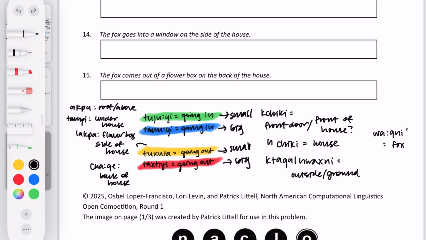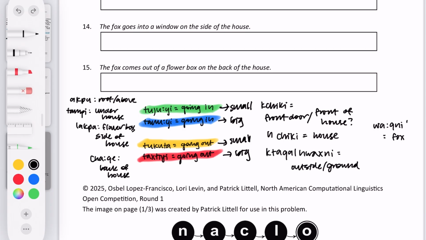And then same over here, we have 2 words for going out, and 1 of them is for going out of a small thing and then going out of a bigger thing. And then we have the objects of these verbs, like the object of the prepositions in these verbs that are kind of built in. Kichiki is the most specific one, as it refers to just the front of the house or the front door. So that's only if the fox is going into the front of the house.